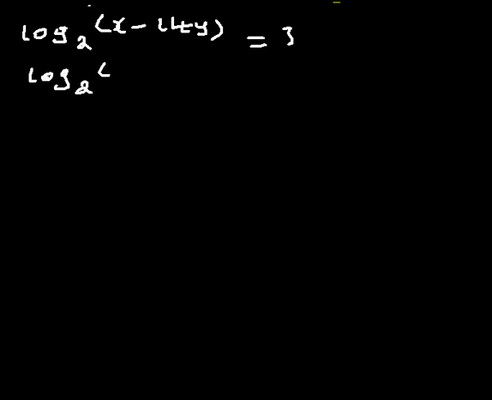Let's say we have log base 2 of (x minus 14y), which is equal to 3, and log base 2 of x minus log base 2 of (y plus 1), which is equal to 1. Try to solve those simultaneously as well.